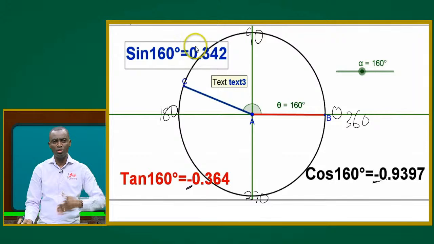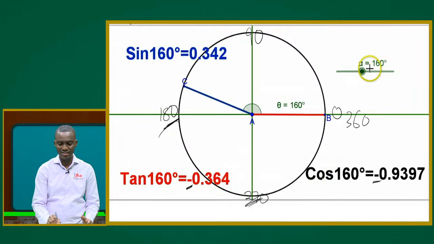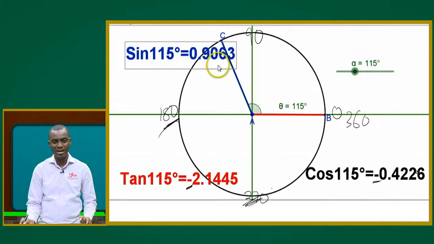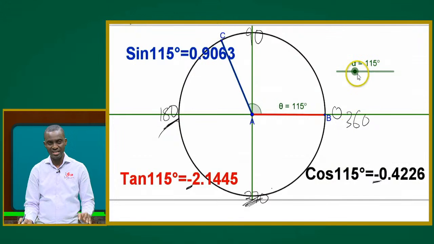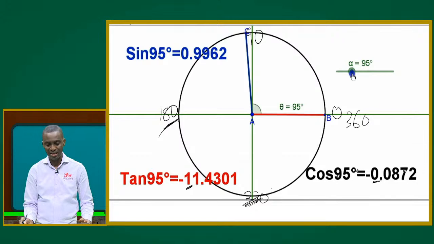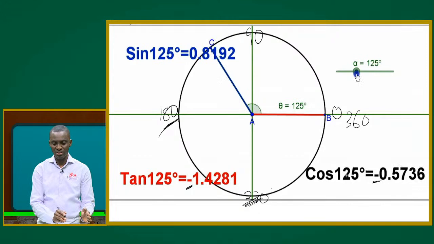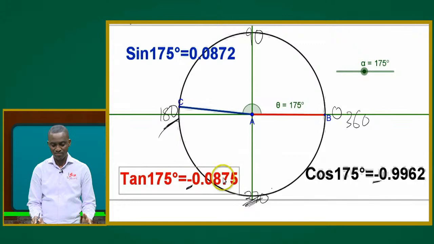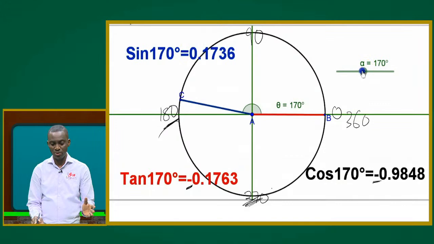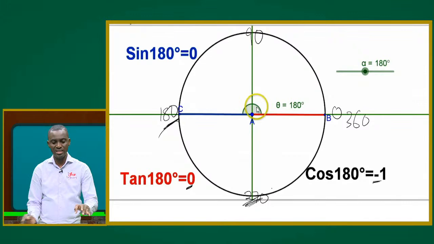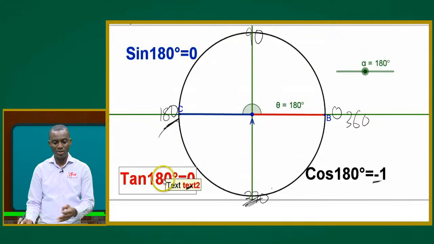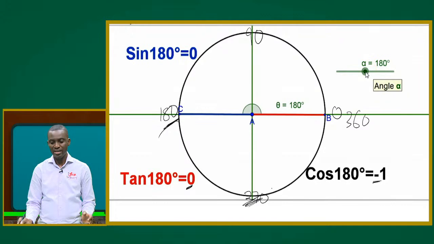Then when you continue the journey and you pick between 180 and 270, only tan will be positive, and cos and sine will be negative. You can pick your calculator and try that. Now let's watch and get to the third quadrant and see what happens. Here we are still in the second quadrant, which is 175 degrees, and only sine is positive. Now when it's 180, sine 180 is 0, tan 180 is 0, and cos 180 will give you negative 1.